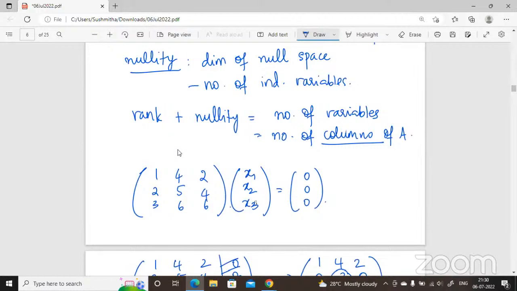No, dimension, okay. You're talking about dimension of the domain space, right? That comes into picture when we talk about linear transformation. For now, rank plus nullity is number of columns of A. Okay, so this is not the dimension of A. No. There is no concept of dimension of a matrix. We only have dimension of a vector space.